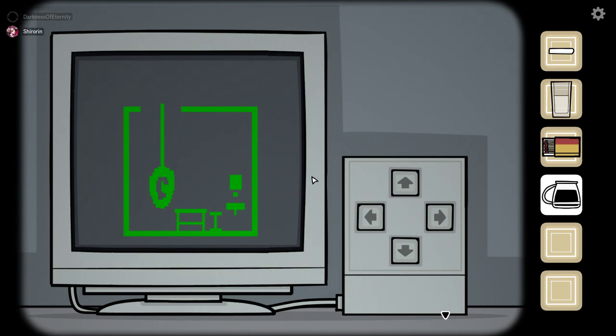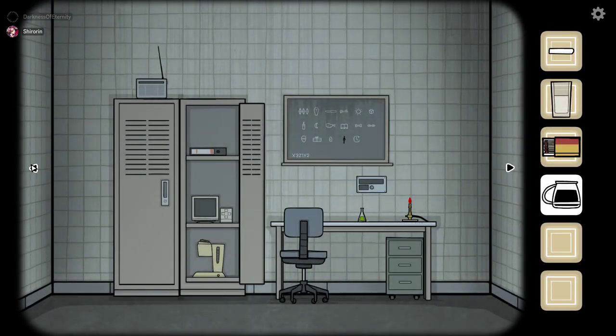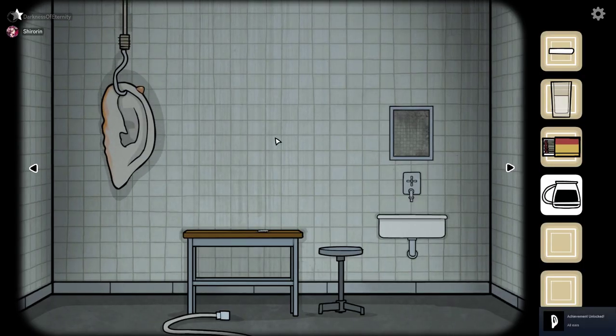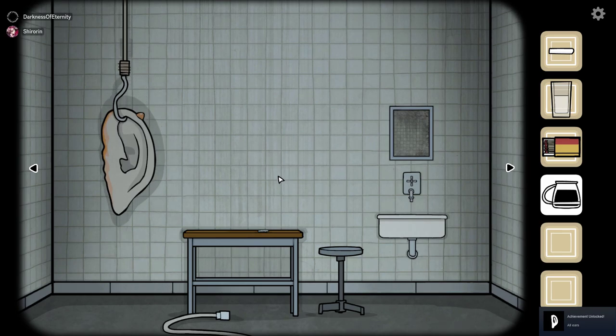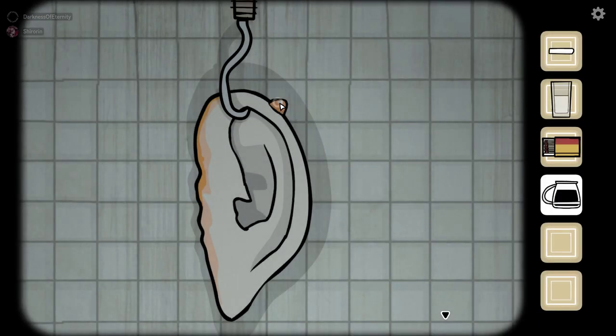Okay, I don't know what this is. Something came down and there's a table and a chair, I think, and a sink, mirror. Wait, is this my side? I think it's your side. There's an ear. I don't know. What am I supposed to do with it though? Burn it?